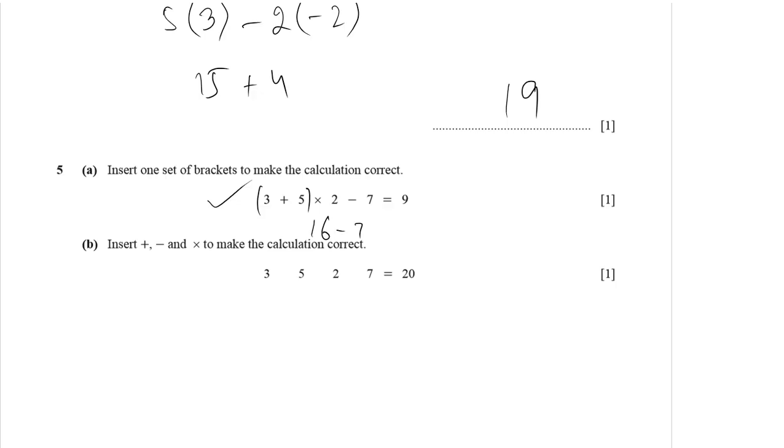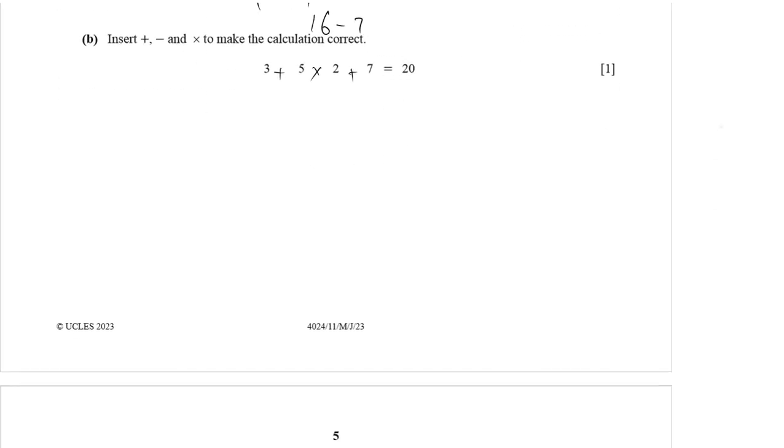Insert the symbols to make it 20. So if you multiply these two and add these two, I think this would be fine. 10 plus 3 plus 7. Do not forget the rule, division and multiplication should be done first. That's why it was 10.